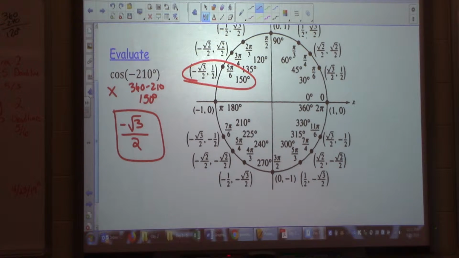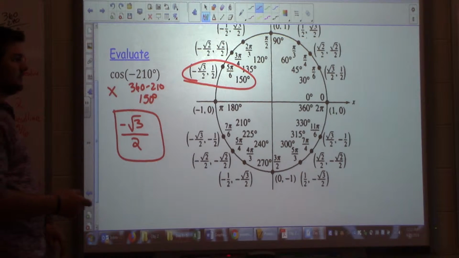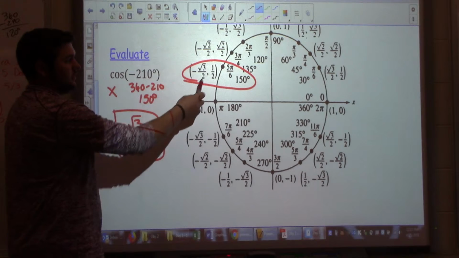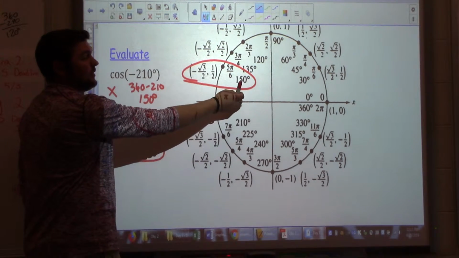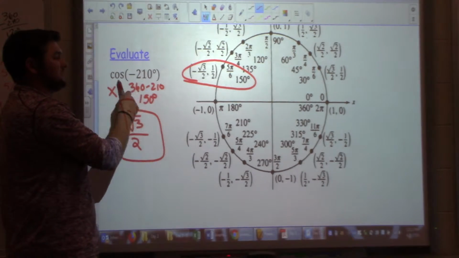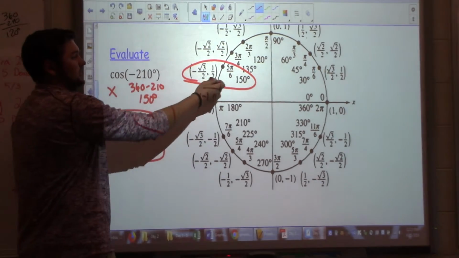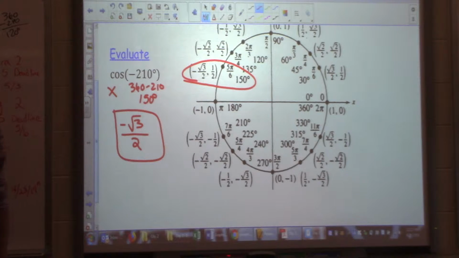Yes, Ashley? Why are there two things, the negative square root of 3 over 2 and then the 1/2? Because this is an x value, so this is what our cosine will equal at 150. But if we ask you for sine of 150, then it would be the y value here. So that would equal 1/2, alright?